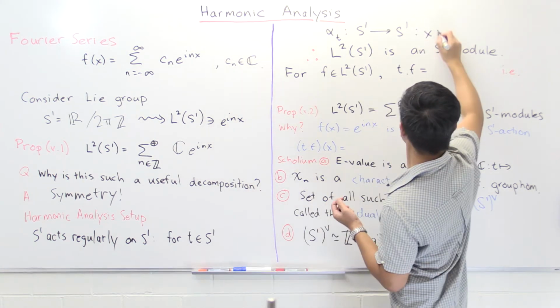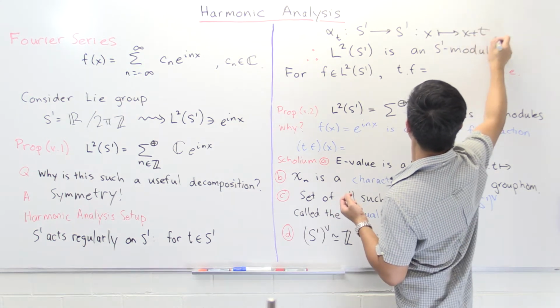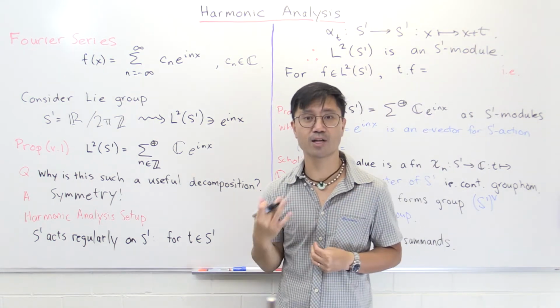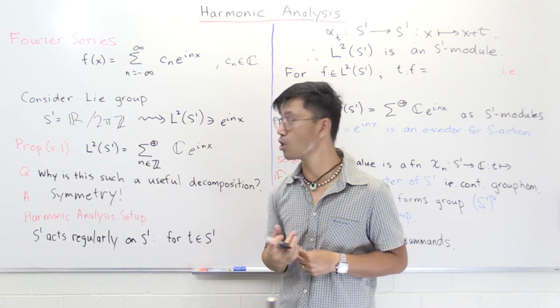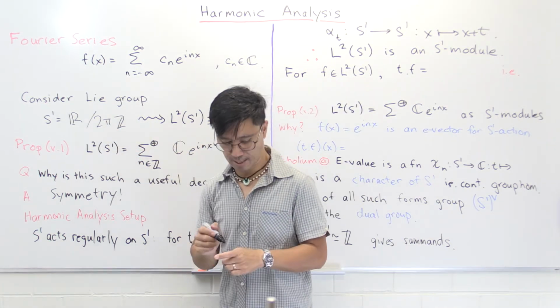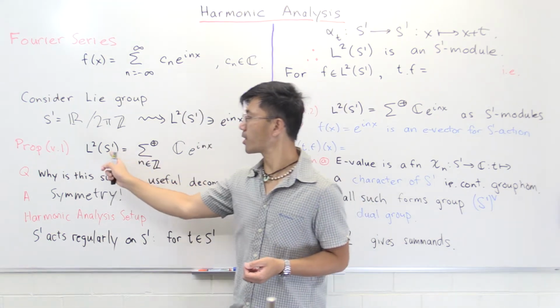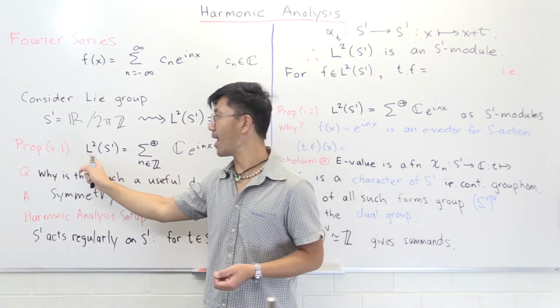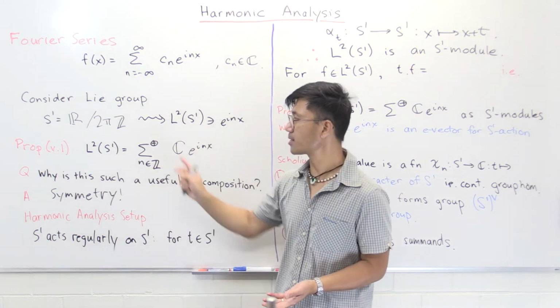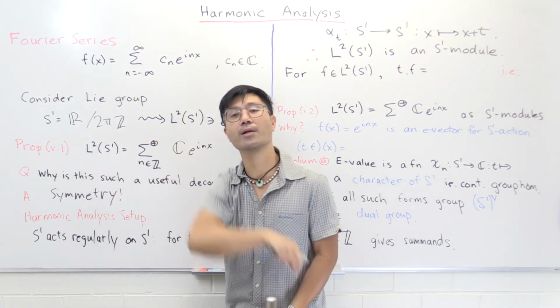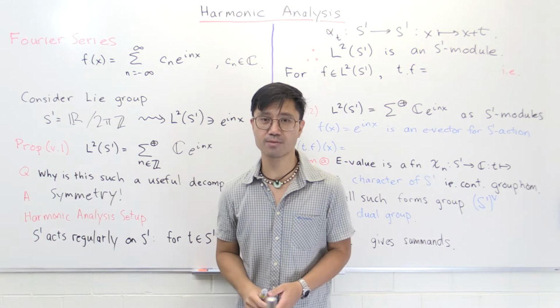x gets sent to x plus t. So that's the alpha t, the action of t on any point on that circle, any point inside here. Okay, so that's an action, but we're not looking at S1 here, we're looking at L2 of S1. And the point is that since we act on S1, we also act on L2 of S1. Let's remind ourselves how that works.